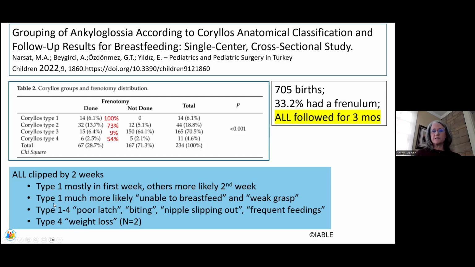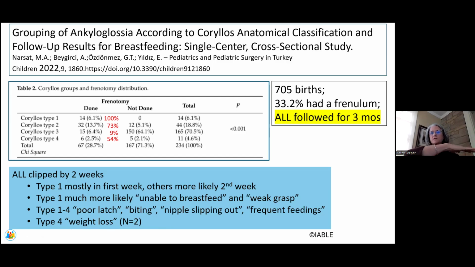The symptoms they saw with a type 1, the babies were much more likely to have trouble grabbing the breast and holding on, which makes sense. All the types were accused of having poor latch and/or biting and/or nipples slipping out of their mouth and/or frequent feedings, and only type 4 was associated with weight loss, but I would argue that's because they clipped them all in the first week or two. So the fours were ones that weren't causing pain, presumably, but then they weren't gaining well and they ended up clipping them later.